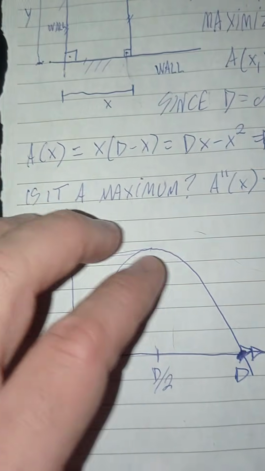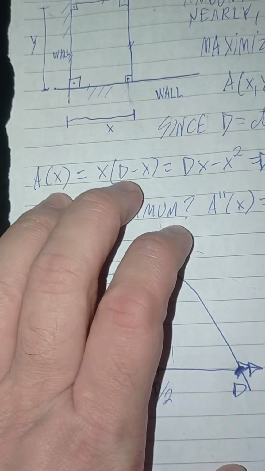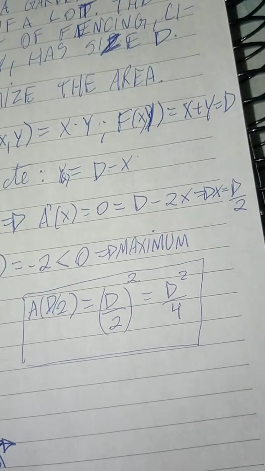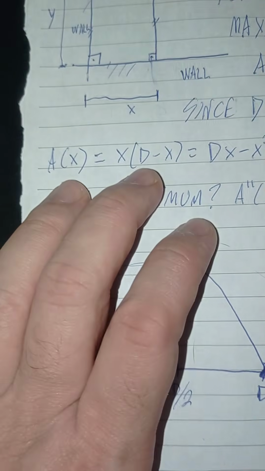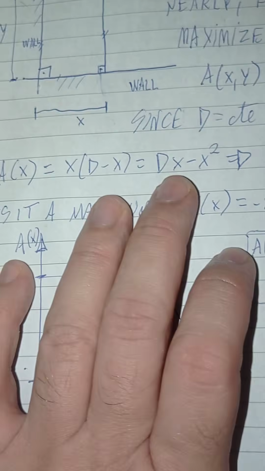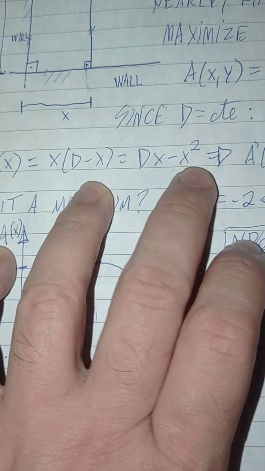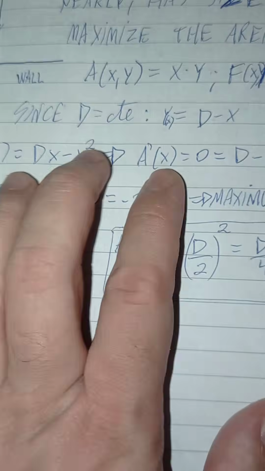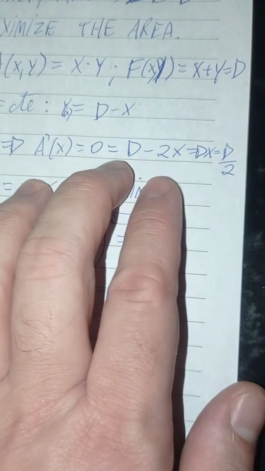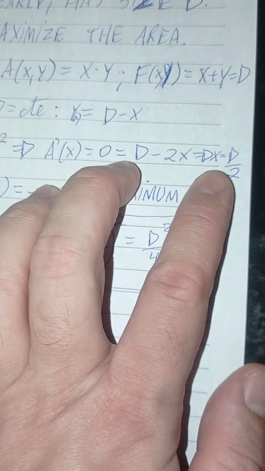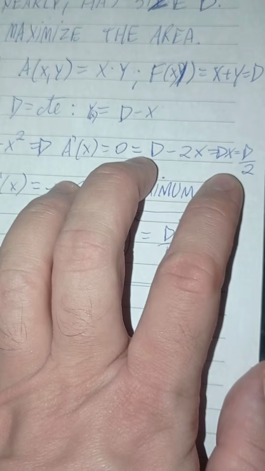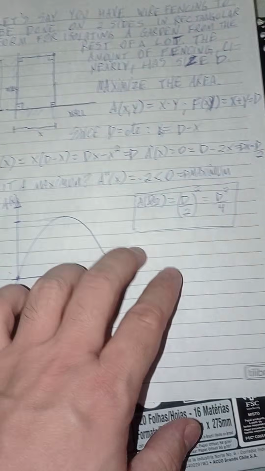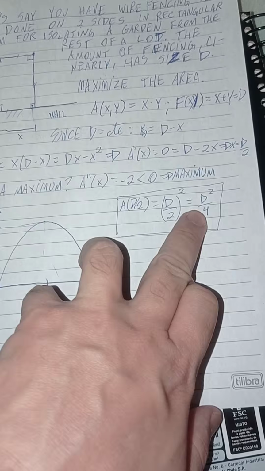So the area can be rewritten as x times d minus x, since we can express y in terms of d minus x, giving us dx minus x squared. So how do we maximize? We derive and set equal to 0. So we have d minus 2x, which gives us that x is going to be d divided by 2. And so the total area is going to be d squared divided by 4.